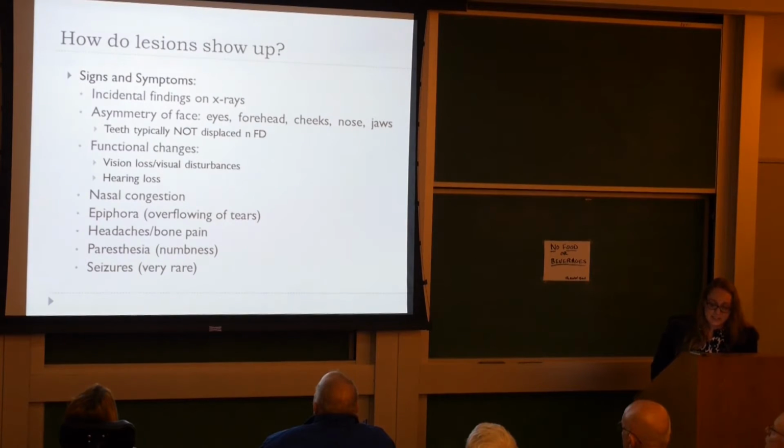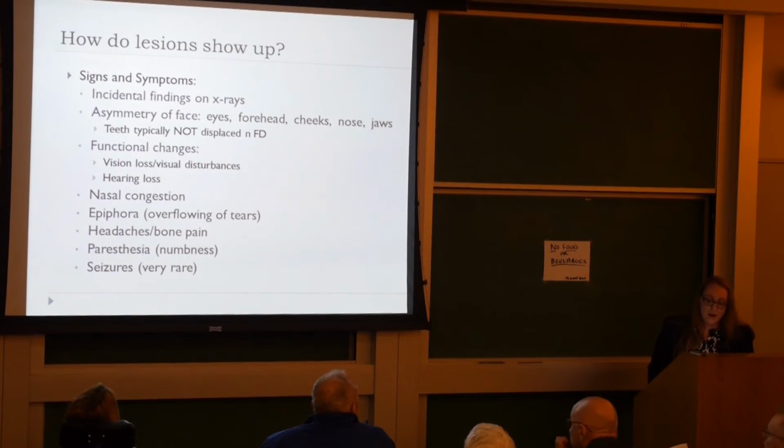So how do most of these lesions show up? We find most of them in the craniofacial skeleton incidentally. And incidentally means that maybe you're getting an x-ray taken for some other purpose, you're at the dentist's office, or you're getting your wisdom teeth taken out, and that's typically when we will find them. The other way is just asymmetry, it's not even something that maybe parents or close family members will notice because you're seeing the child on a daily basis.